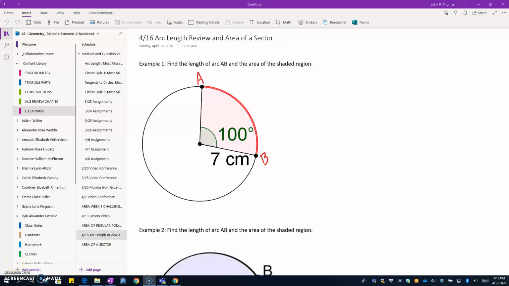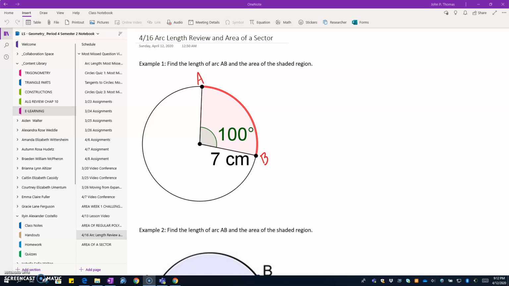All right, so the last section for this week is going to be a quick review of arc length and also an extension into area of a sector. A sector is really like a piece of a pie. You're cutting out one section of the pie that's going to cover a certain central angle.